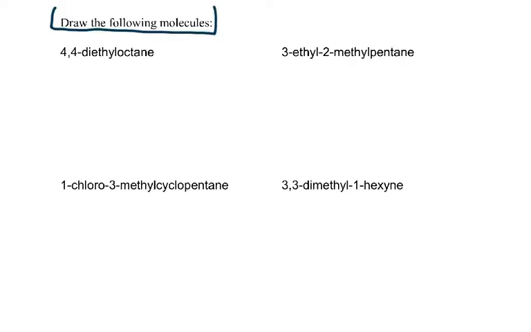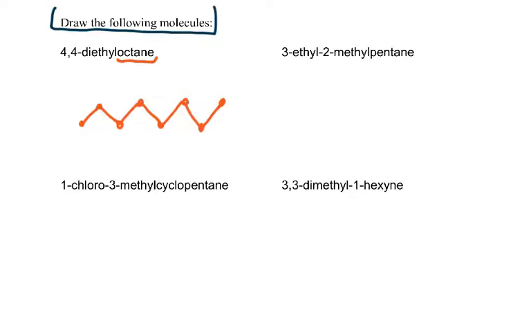So the way we started, of course, is with the parent chain. So in this first one, 4,4-diethyl octane, octane is the parent chain. So I'm going to start with that. And I'm going to do this in line structure or skeletal structure just because it's the easiest. But if it doesn't specify, you can draw it any way that you feel comfortable. So octane, 1, 2, 3, 4, 5, 6, 7, 8 carbons. I always double check after I draw. Cool, got the parent chain down.